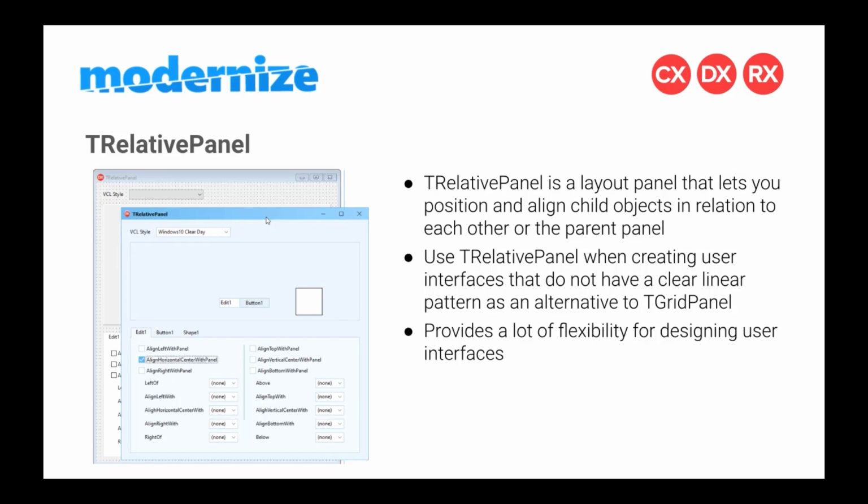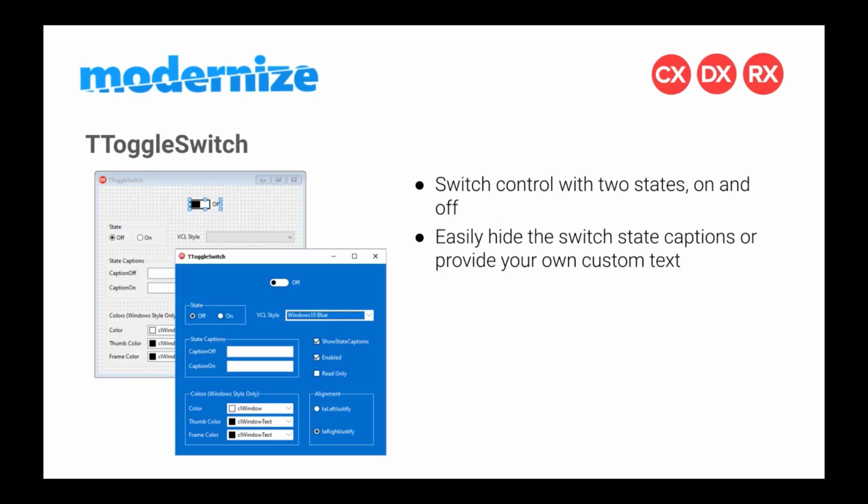You can see in a screenshot here that you can have a look at to learn more about all the capabilities of this component. Now, the toggle switch, the switch control provides two states, on and off, and you can easily hide the switch state caption or provide your own custom text if you don't want it to say, for example, on and off.